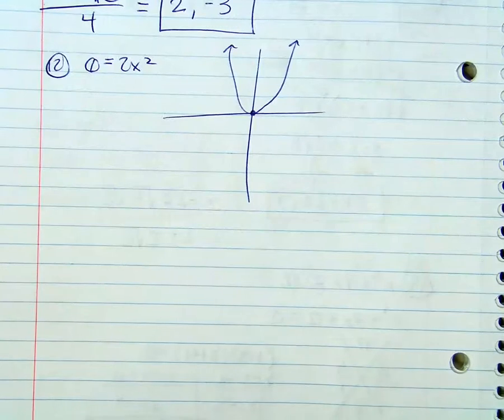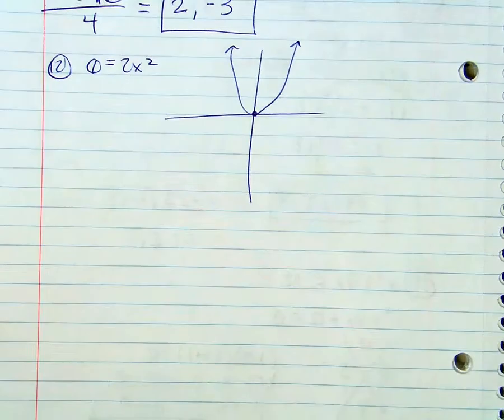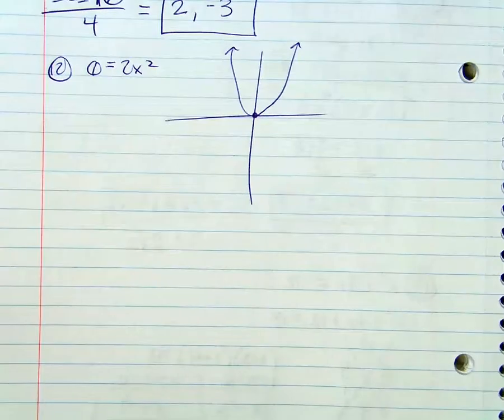How many times does it cross the x-axis? Just once, right there. It touches the x-axis right at 0. So that tells you there will be one solution.